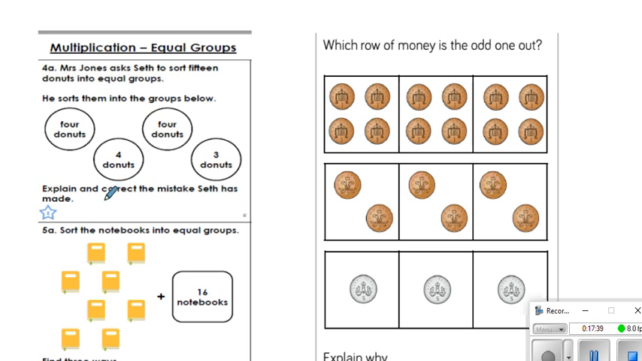Well, because I know my times tables, I know that 3 times 5 is 15. So I could have 3 groups of 5, or 5 groups of 3.